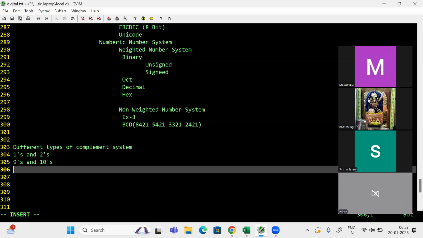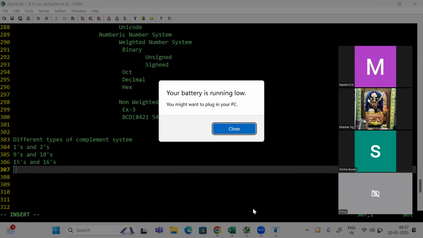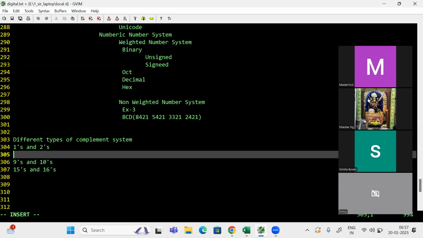Okay. One's and two's complement next, and nine's and ten's complement next. What is the next complement you have learned? Only these two? What else complement have you learned? One's complement, two's complement. Then 15's and 16's complement. And if I'm not wrong, there is one more, 8's and 9's complement also. If I'm not wrong, 8's and 9's complement.